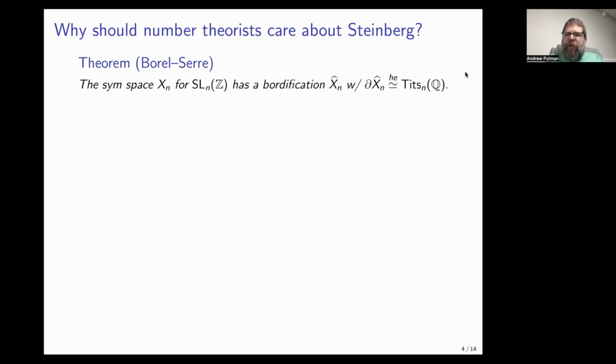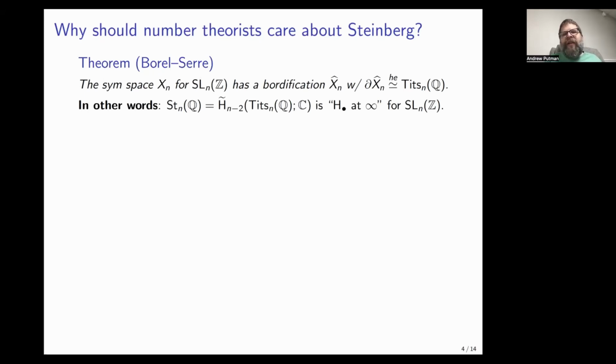Okay, so let's see here. I can't actually see the word Tits right there, so I'll move that so I can see it at least. So it has this bordification. Another way of saying this is that this symmetric space is some non-compact manifold. This X_n hat is a manifold with boundary. So it has the same algebraic topology as X_n, but now it's a manifold with boundary. The boundary is homotopy equivalent to the Tits building, and the quotient by SL_n(Z) is compact. Okay, so they constructed a co-compact bordification.